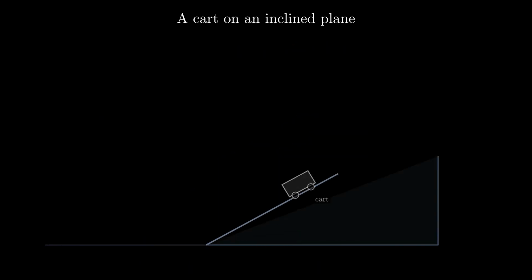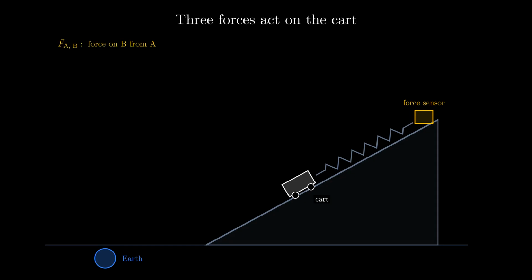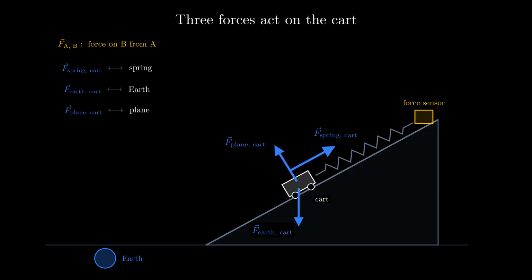Start with a concrete setup. A cart rests on an inclined plane. A spring runs from the cart up to a force sensor fixed at the top of the incline. Three forces act on that cart. First, the spring force, the pull of the spring on the cart. Second, the gravitational force between the earth and the cart. Third, the contact force from the inclined plane pushing back on the cart. Three forces, three different partners. The spring, the earth, and the plane.